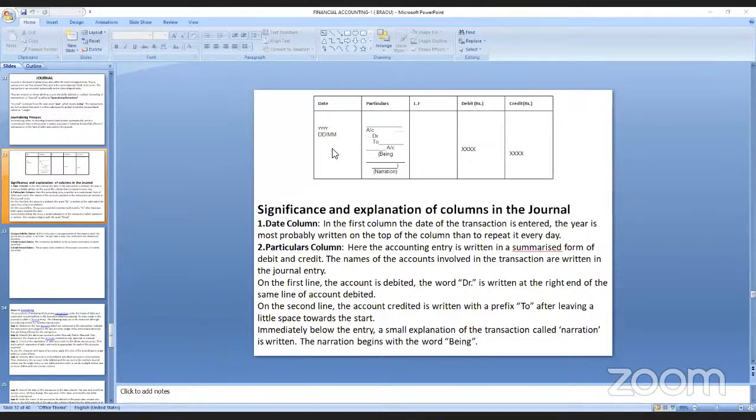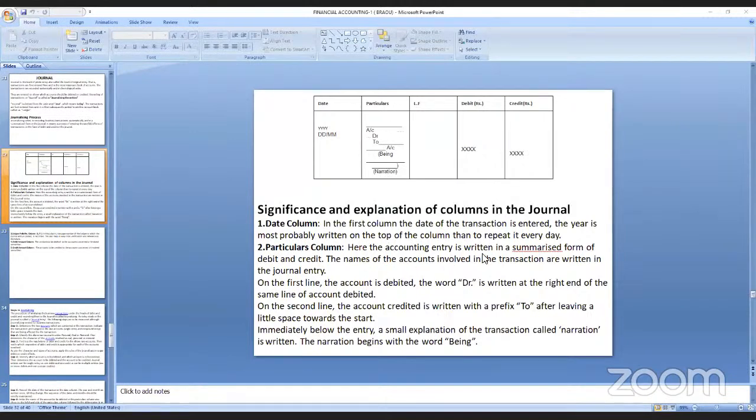First one, you will be writing the date column. Whatever transaction we are entering in the year, most probably it will be written on the top, and that is repeated every day. So in a particular day, however many transactions you do, all those transactions will be entered. Is it clear? Understood? Then the next one is the particulars column.